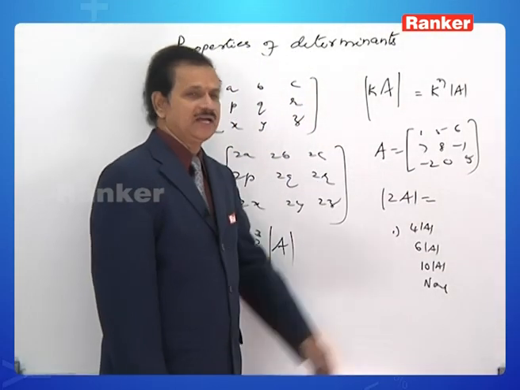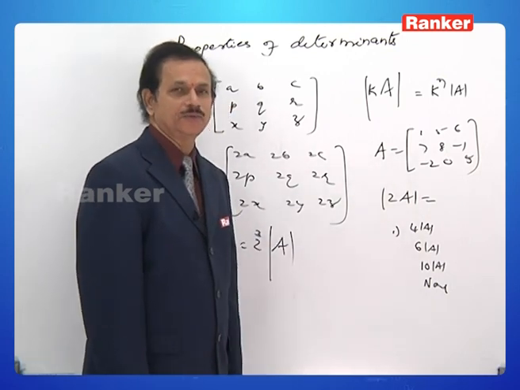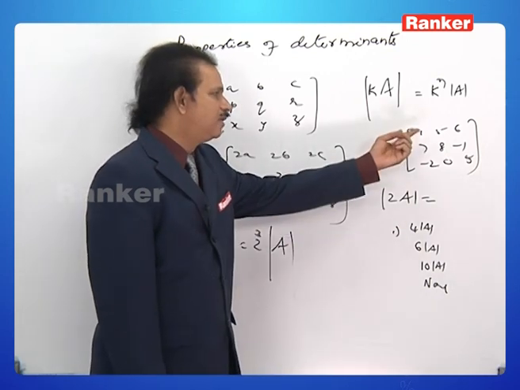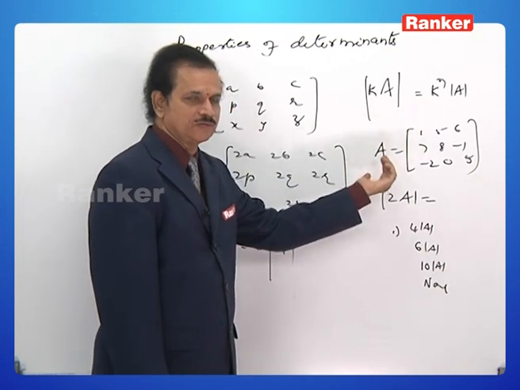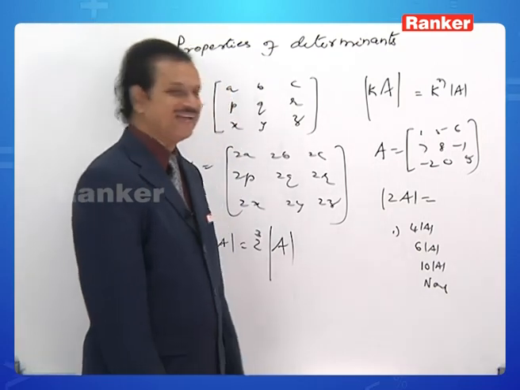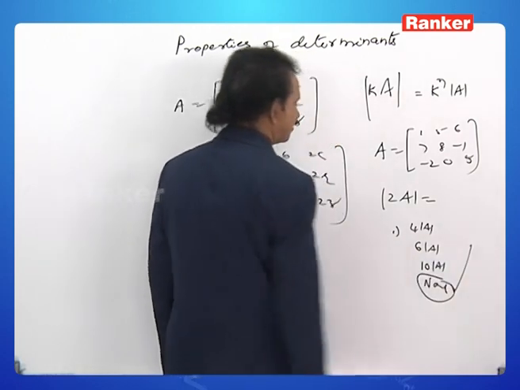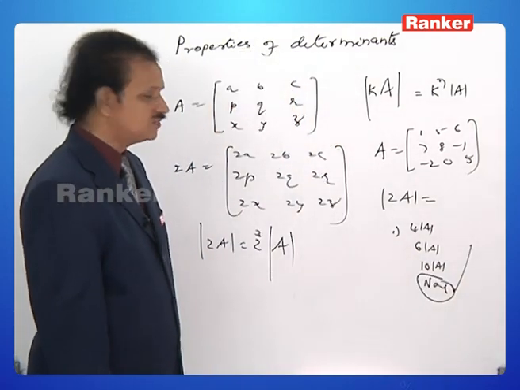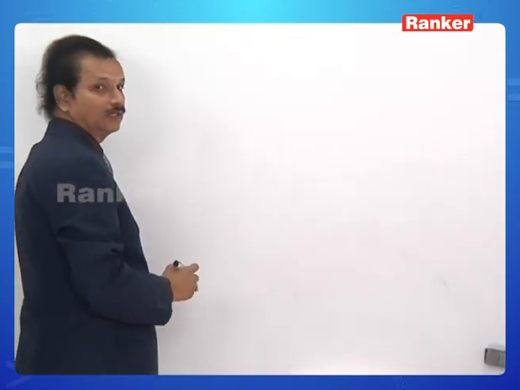How many rows are there? 3 rows are there. What is asked here? det 2A. 2A means 2 can be pulled out from the first row, second row, third row. So 2 into 2 into 2, 8 times it becomes. So 8 into det A must be the answer, and it is not available. So in this case, what is the suitable option? None. It is none.